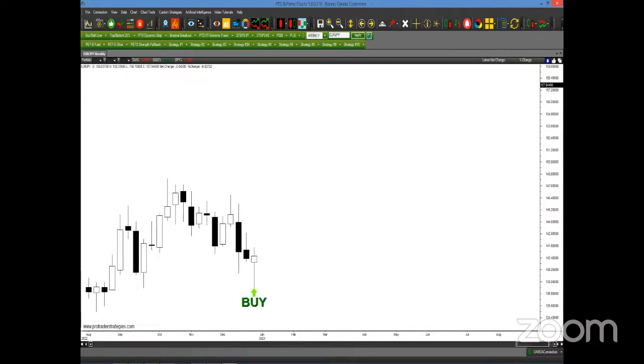Or what if you're more of an investor? Okay, here's a weekly chart of the euro yen. Okay, same process.